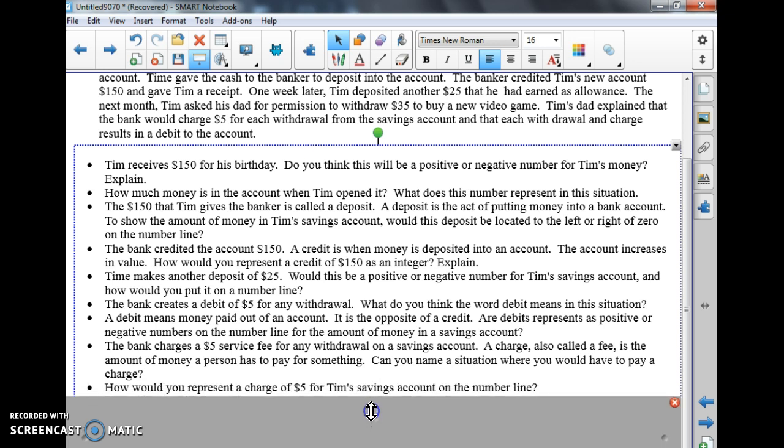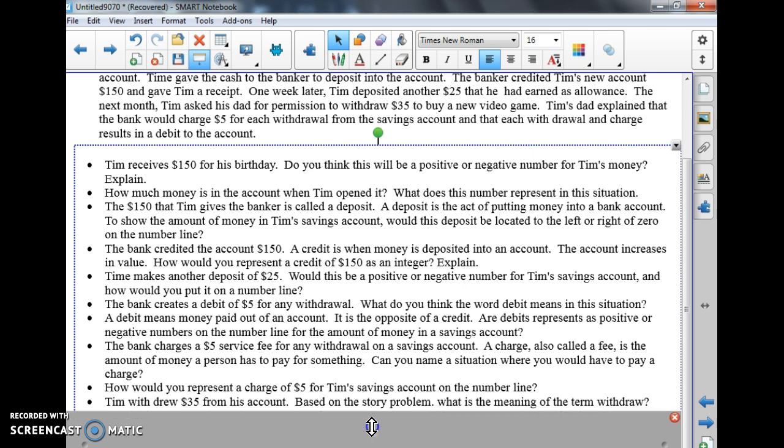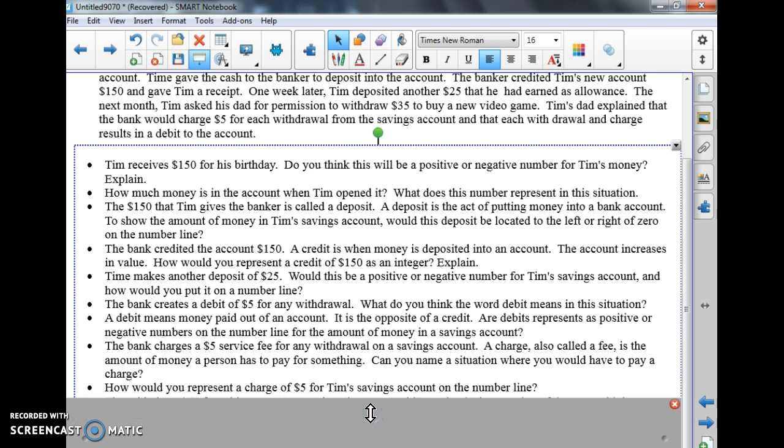So how would we represent a charge of $5 for Tim's savings account on the number line? This would be a negative number because it's a charge or something you have to pay. So they would subtract that $5 from his account, and his account would decrease in value by $5.